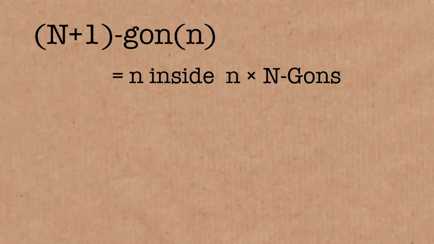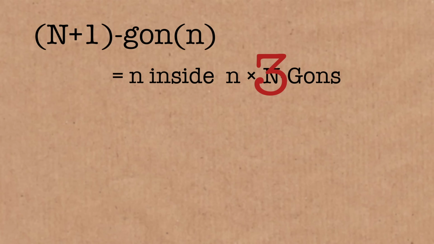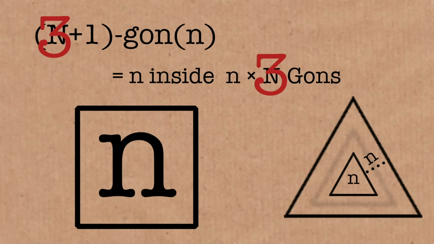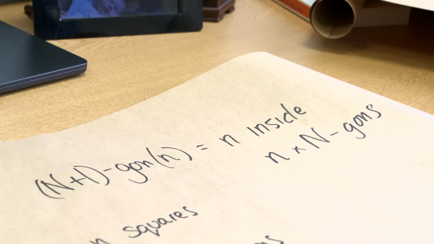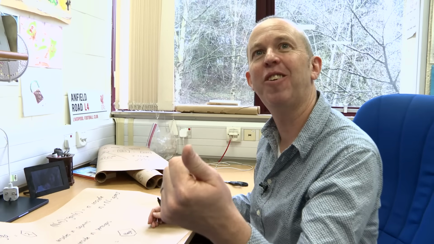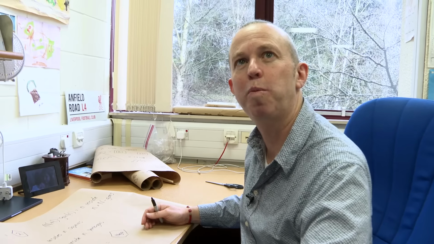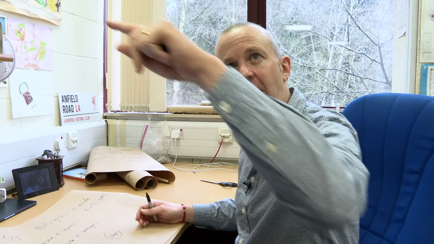Okay, so if n were 3, this would be n inside n triangles, and that would be a 4-gon, which is, of course, a square. So this is the polygons, right? An n-gon is a polygon with n sides. So a 3-gon would be a triangle, a 4-gon would be a square, a 5-gon would be a pentagon, and so on. An n-gon is just a polygon with n sides.